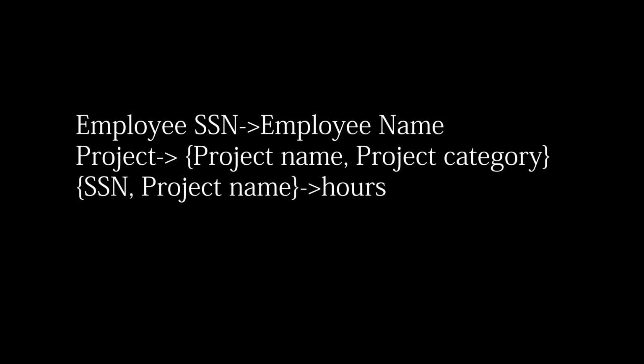You can do this for multiple attribute types as well, like project to a combination of project name and product category, to show that both attribute types are functionally dependent on the project, as well as social security number and project name to hours, to show that hours is dependent on both social security number and the project name. Basically, you can get Y from X. Just think of it that way.